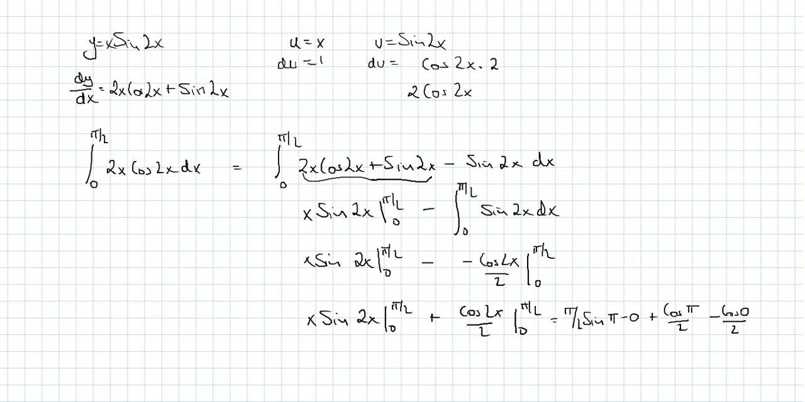So the values become, and go to your tables, look this up: sine pi is 0, so pi over 2 times 0 is 0, minus 0. The cos of pi is minus 1, so that's minus 1 over 2, and the cos of 0 is 1, so that's minus 1 over 2. So therefore that minus a half is minus 1.